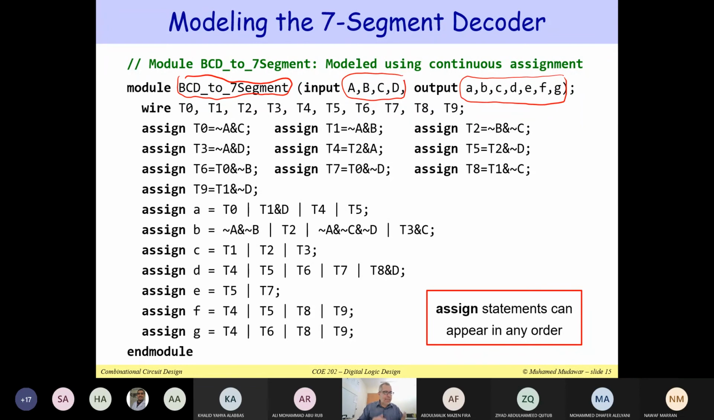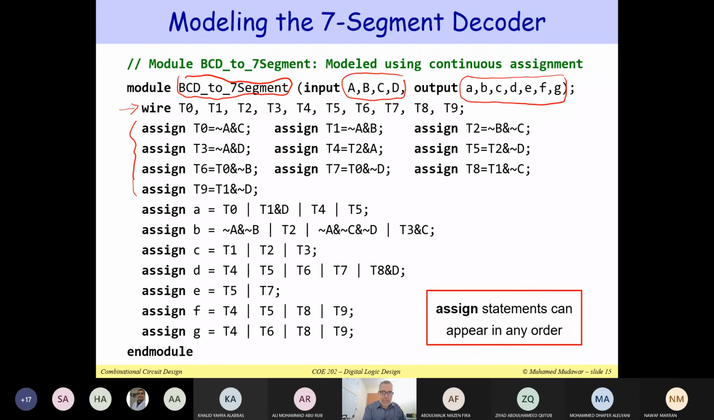After that, inside the module, remember that we have these common terms that we have extracted. These will be wires. So you have to declare them as wires from T0 to T9. And then you can use continuous assignment to assign the expressions for T0 to T9. I don't really have much space here in this slide.